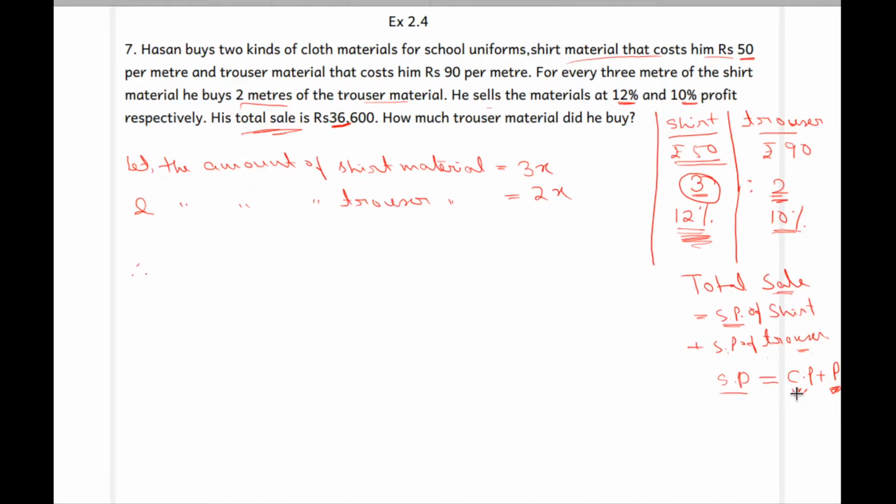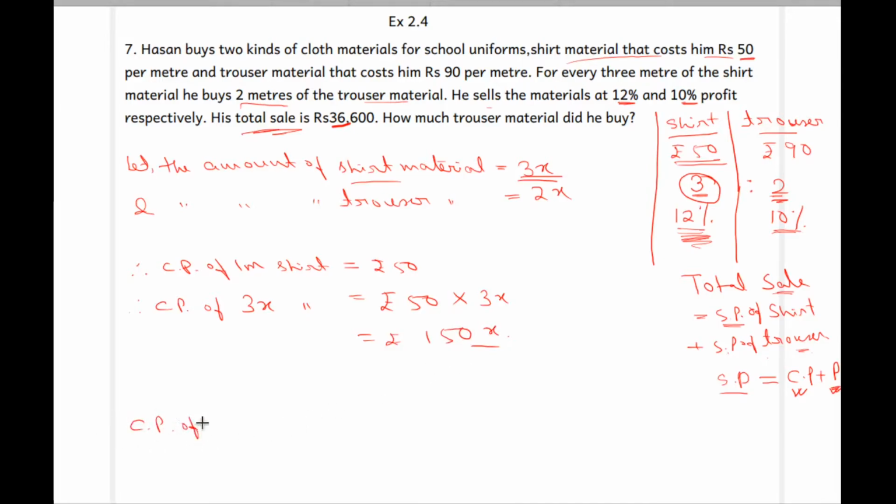See here, the clue is given, cost price we have to find out. It is given that cost price of 1 meter shirt is ₹50. So now our total amount of shirt material is 3x. Therefore cost price of 3x shirt material will be, by unitary method, ₹50 multiplied by 3x, equals ₹150x.